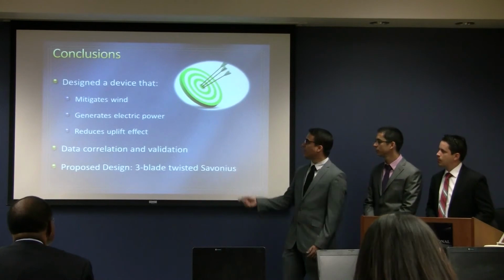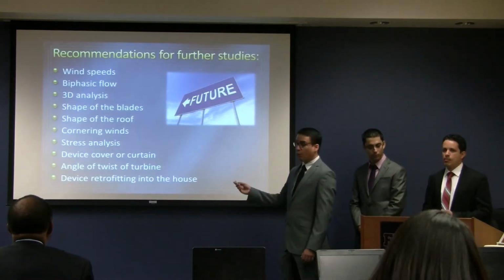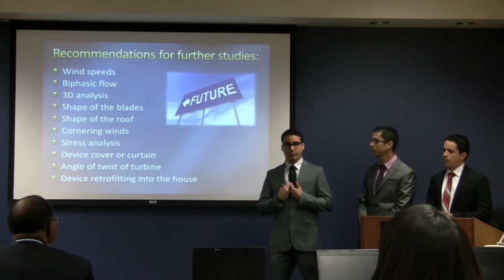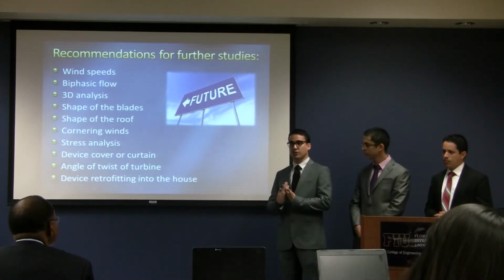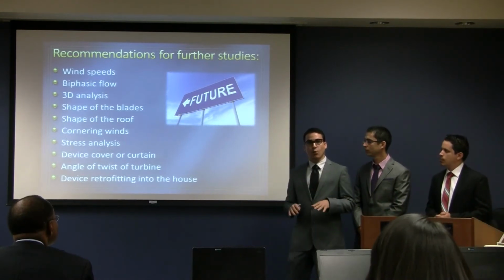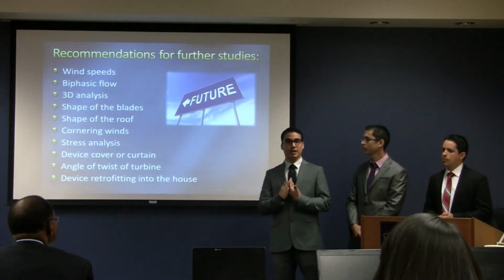And for that, we have a list of recommendations. From here, we want to point out three. First, wind speeds. We were limited by a wind tunnel. One of the objectives of the project was to mitigate the wind during a hurricane, but we were limited by our wind tunnel.